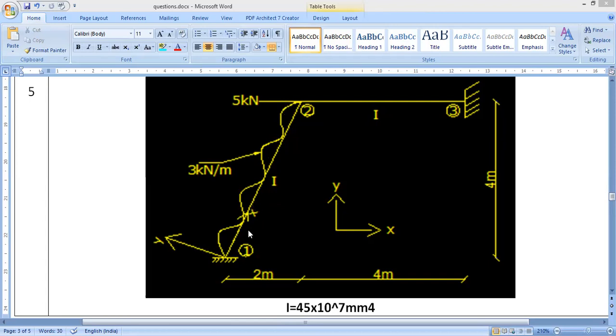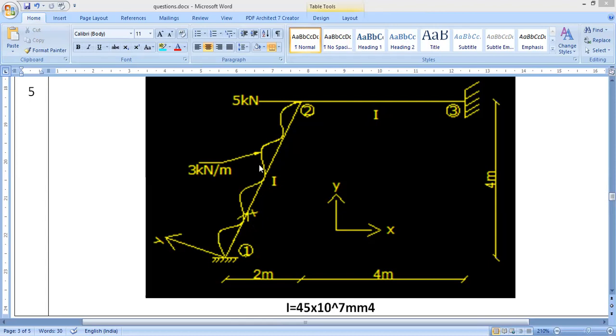Therefore, what is this local coordinate system? You should consider the member axis as the local x-axis, and the perpendicular to that will be the local y-axis. Whenever you have an inclined member, you should use local x-axis and local y-axis.